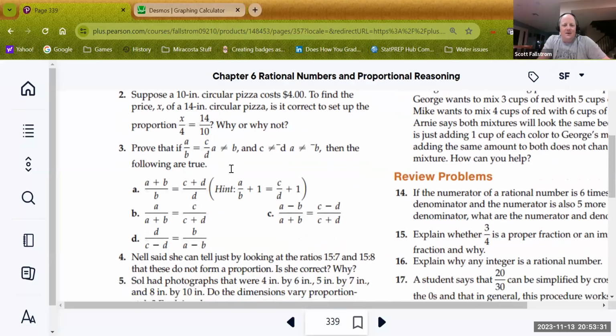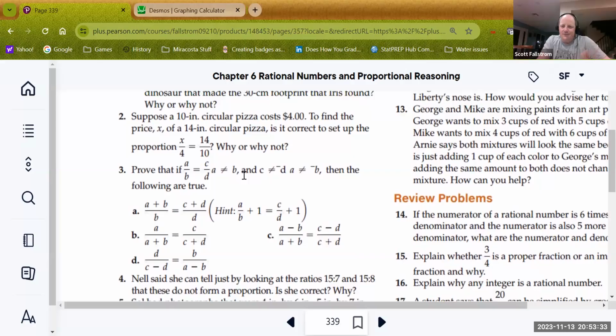But is it correct to set up this proportion? The answer is unfortunately no. It is not correct. They have it matching. The $4 matches up with the 10. The X matches up with the 14. So all of that seems good. The issue is not really that.